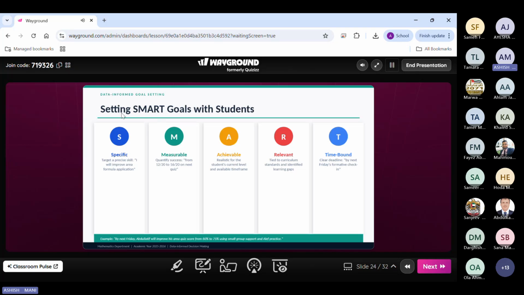Okay. Now, setting SMART goals with the students. This we all know, right? What are SMART goals? Because every year at the start of the term, when we make our professional development plan, we also use SMART goals in our plans. Now we also have to make plans with the students based on SMART goals. Everyone knows about this, so I will move to the next.